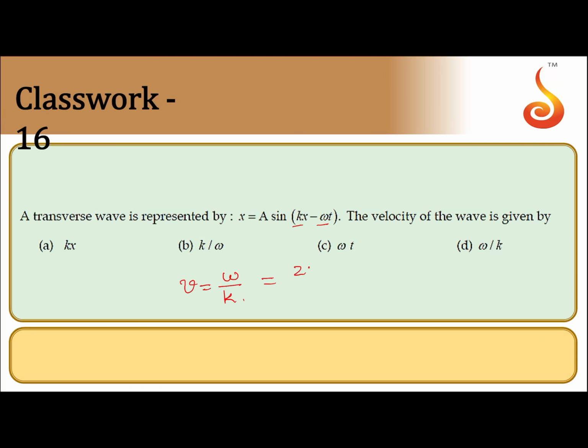So if you want, you can cross check this. Omega is 2 pi f and k is 2 pi by lambda. So 2 pi gets cancelled, you will get f lambda, and we know very well that v is equal to f lambda. So it should be omega by k, that is option D.